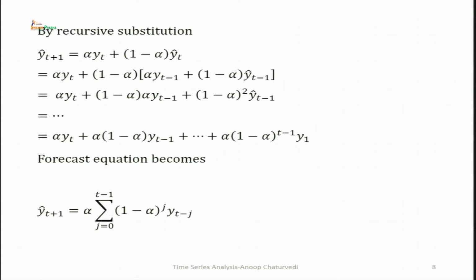Then by recursive substitution, y hat_{t+1} is equal to alpha y_t + (1 - alpha) y hat_t. In the next step, we write y hat_t equal to alpha y_{t-1} + (1 - alpha) y hat_{t-1}.